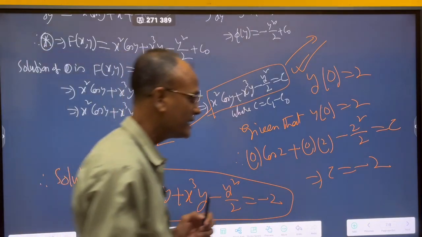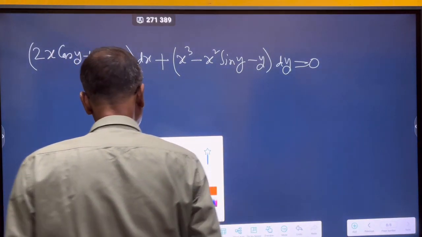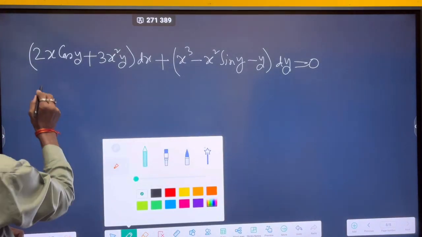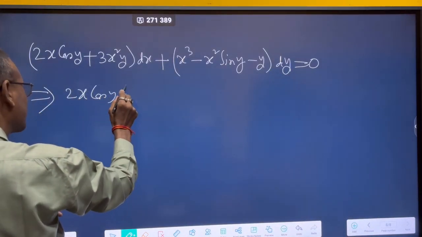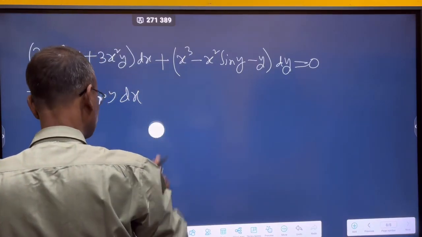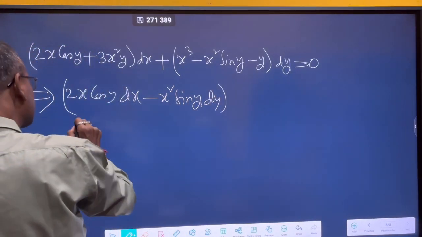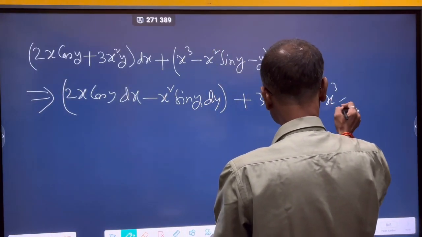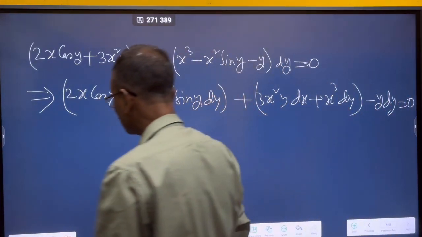Now, let me solve this problem in another way, by the grouping method. Now solve this equation by grouping. Group 2x cos y dx minus x square sin y dy, plus 3x square y dx plus x cube dy, and minus y dy, equal to 0.